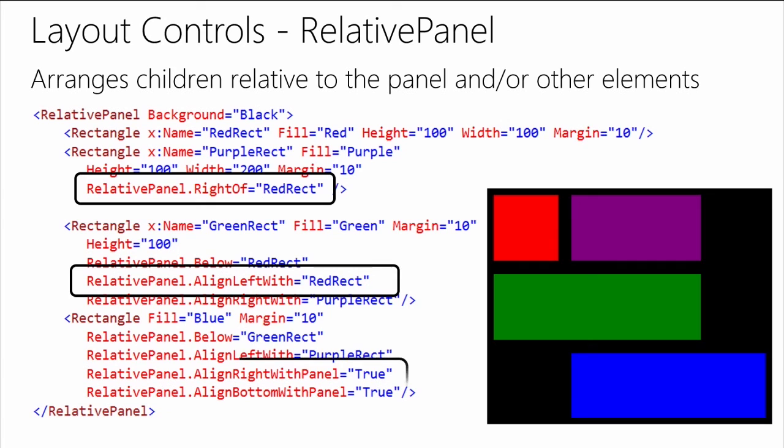Yep. And then we can go further and reference the panel itself. The blue rectangle is actually being anchored down to the bottom right. So we've got it with AlignRightWithPanel true and AlignBottomWithPanel true. And so we can see it anchored down at the bottom right. As we stretch or contract our UI, that blue rectangle will track with the bottom right corner.